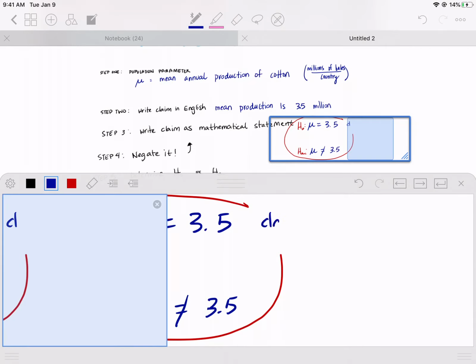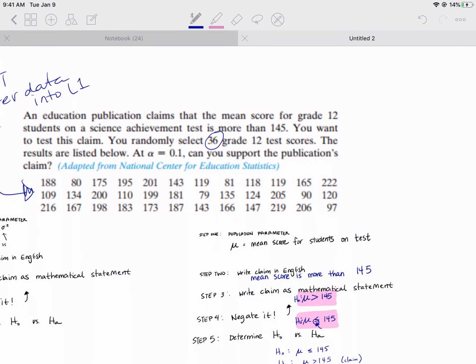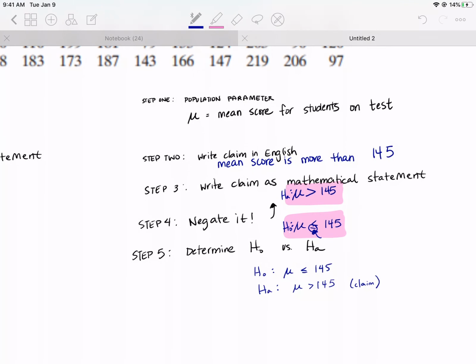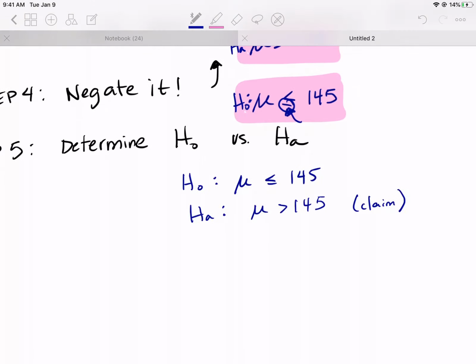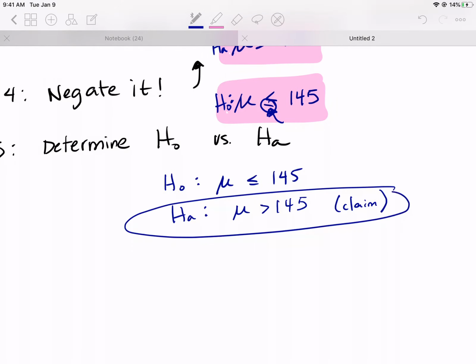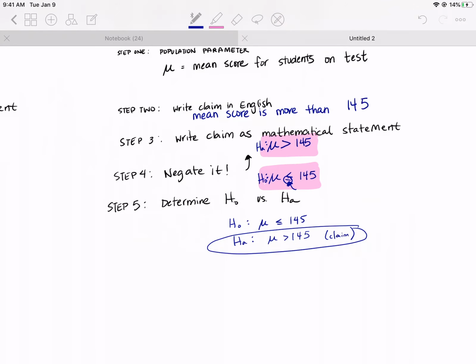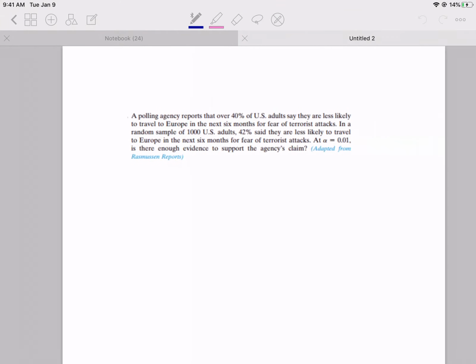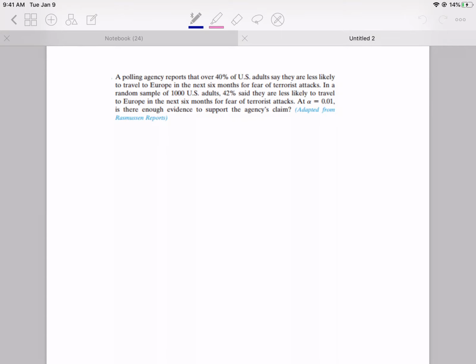So a lot of students will think, oh, the claim has to be H naught. No, no, no, the claim doesn't have to be H naught. In fact, we just looked at an example back here where the claim was actually HA. So each time you have to determine: is your claim H naught or is your claim HA? Okay, let's look at this next example.